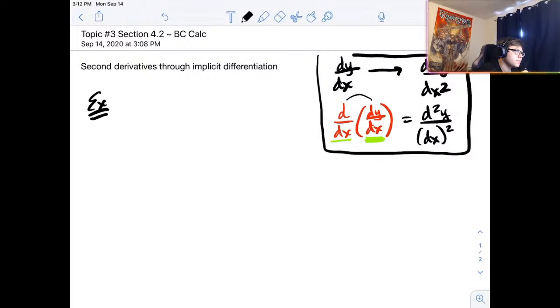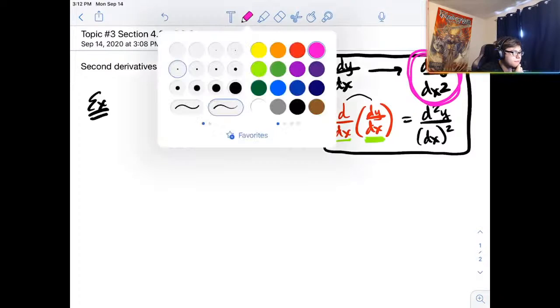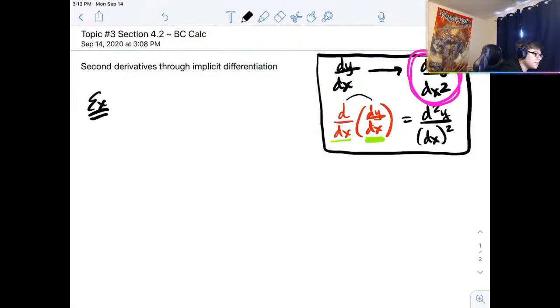Do we really need to know that in order to operate our second derivatives implicitly? Not really, but we do need to know what they look like. d squared y over dx squared is what we are going to call our second derivative. Okay, so let's go ahead and dive into our first example here.